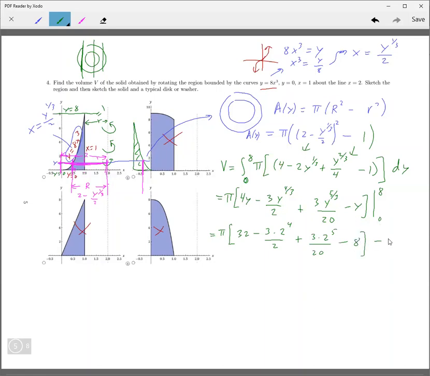And then plugging zeros in, you get 0. So that's good. y equals 0 makes every single term 0. I'm glad that it's not integrating from 1 to something, or 2 to whatever. That would be nasty. Okay.